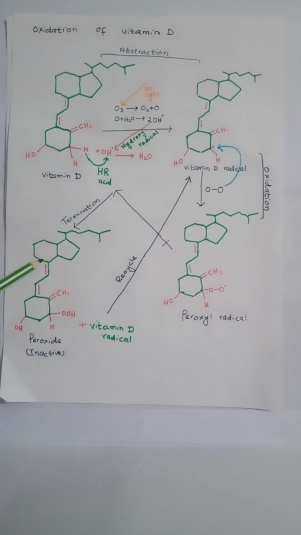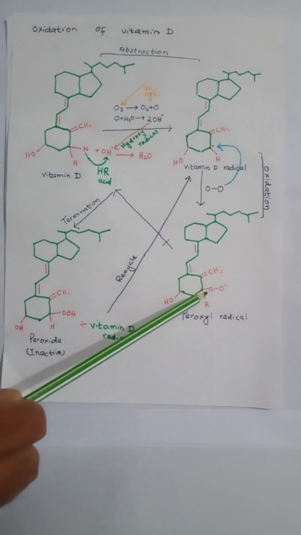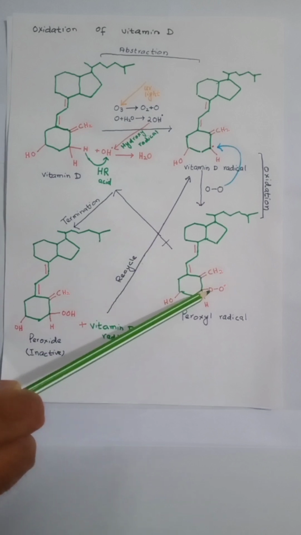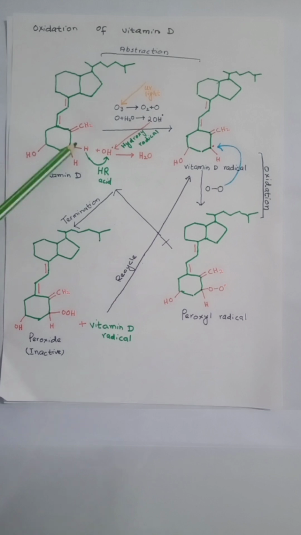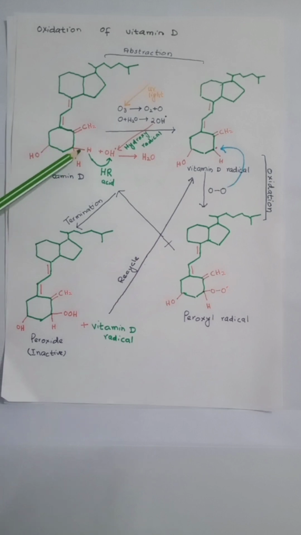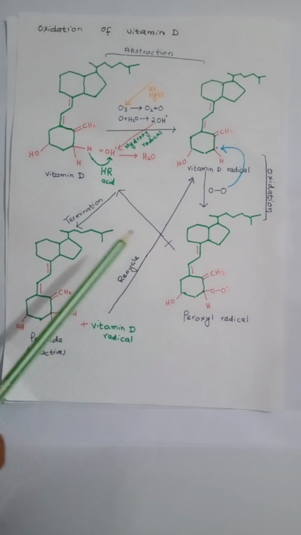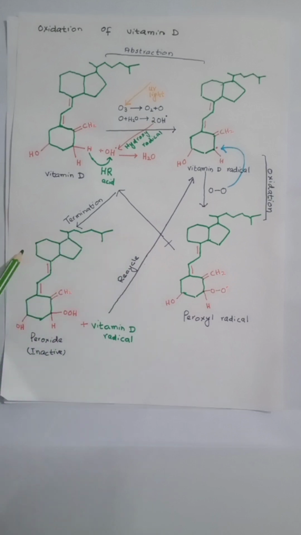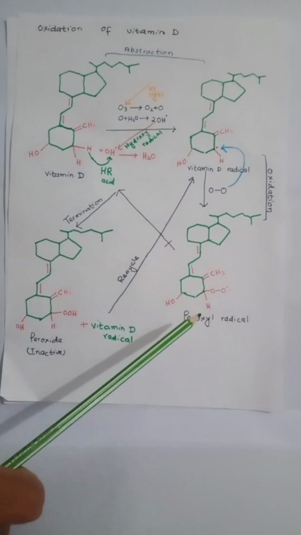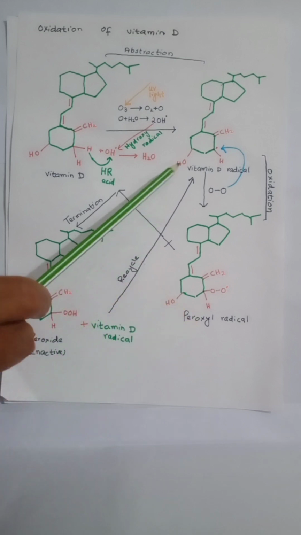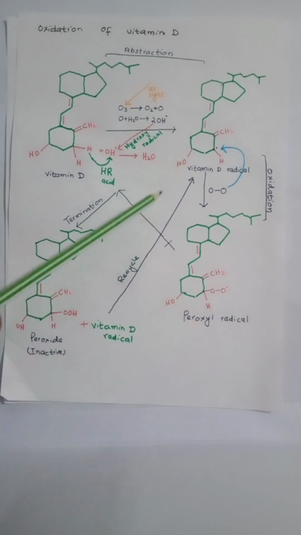The second component, formed after the reaction between the peroxyl radical and a healthy vitamin D molecule, is a vitamin D radical. When the oxygen molecule is separated and attached to the hydrogen atom, it forms the peroxide molecule, and on the other hand this molecule is converted to a vitamin D radical. In this way it forms the peroxide form of vitamin D, the inactive form, and it again forms a vitamin D radical, and this cycle continues.